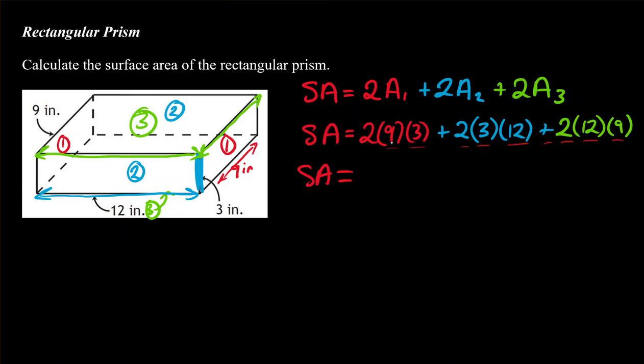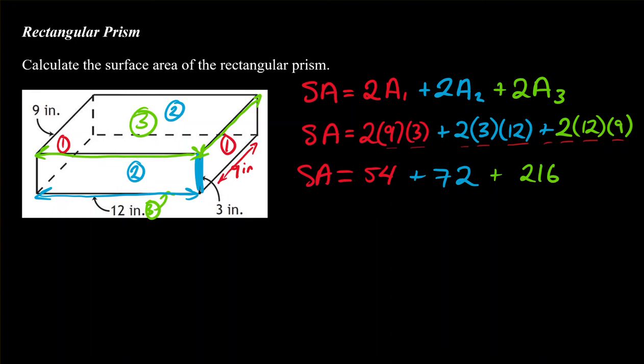So 9 times 3 is 27. 27 times 2 is 54. And then we're going to add 3 times 12 is 36. 36 times 2 is 72. And then we'll add 12 times 9. 12 times 9 is 108. 108 times 2 is 216.